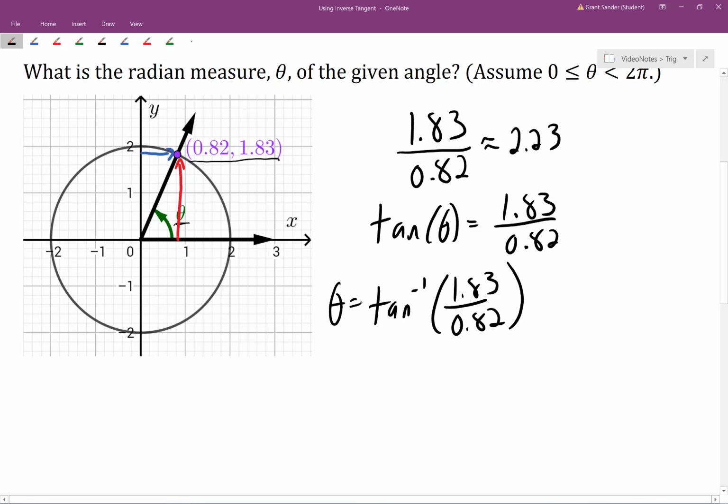And if we plug that into our calculator, we should get a value of approximately 1.1495, something around there. If we look back at our diagram, this angle does appear to have a measure of about 1.1495. So this value for theta is the value we're looking for.